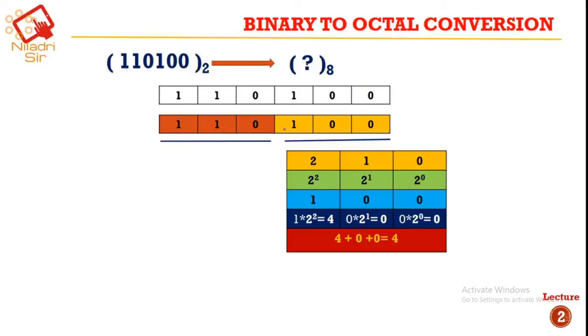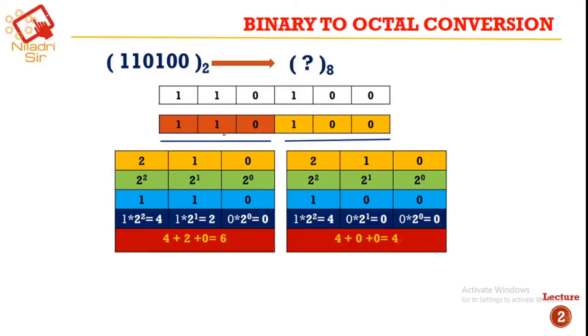The equivalent decimal of this group is 4, and the equivalent of this other portion is 6. So the answer will be 64. The equivalent octal of this binary is 64. So what we have done is group 3 digits at a time from the right-hand side, and convert each 3-digit binary number into a decimal digit. This is how we can get the octal number from binary.